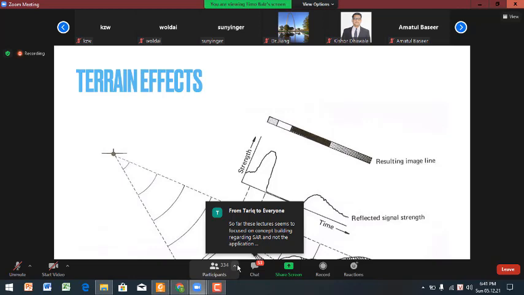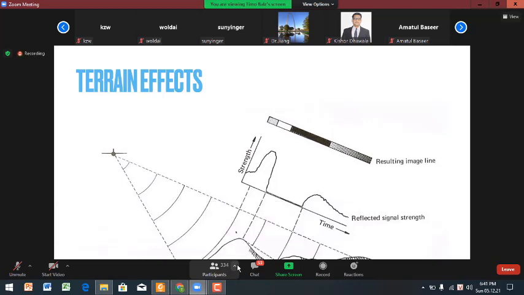Therefore, that side of the mountain is more white in the image, and the back side is more dark. Okay, that's one of the terrain effects.